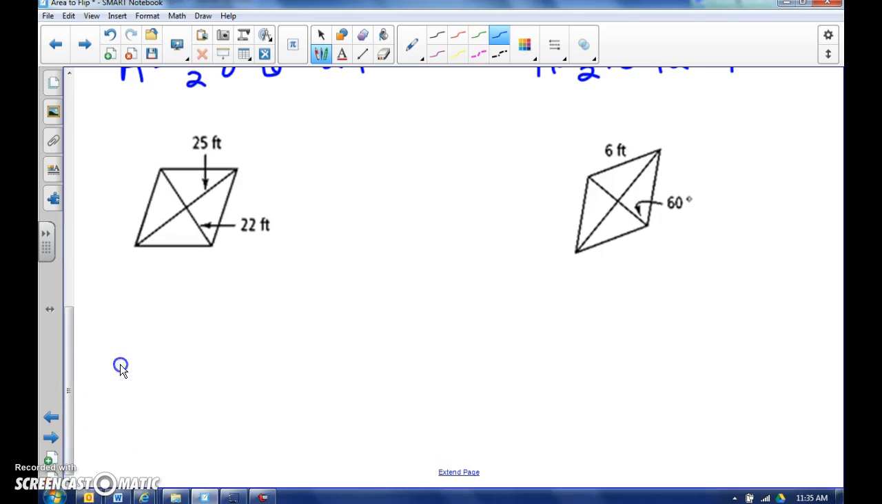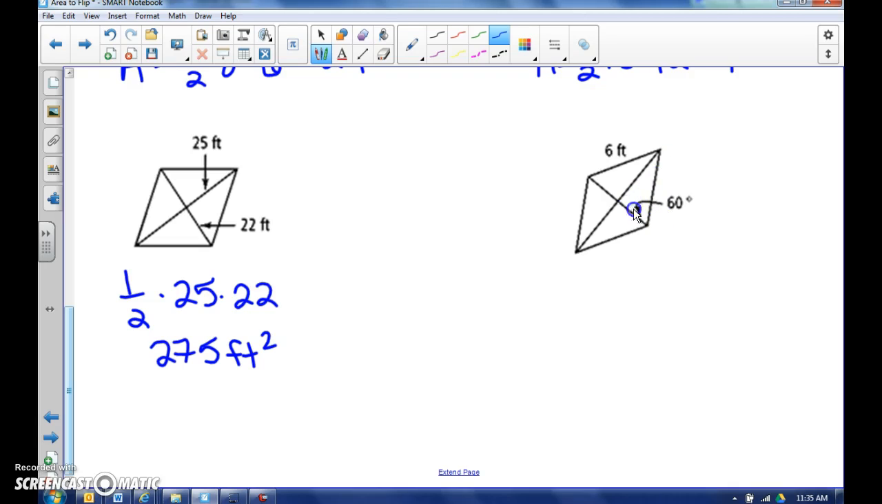We can do them on rhombi as well. This is 1/2 times 25 times 22, which gets me 275 feet squared. Now, this problem, we have a 60-degree angle right here. So we're going to have to do a little bit of work.